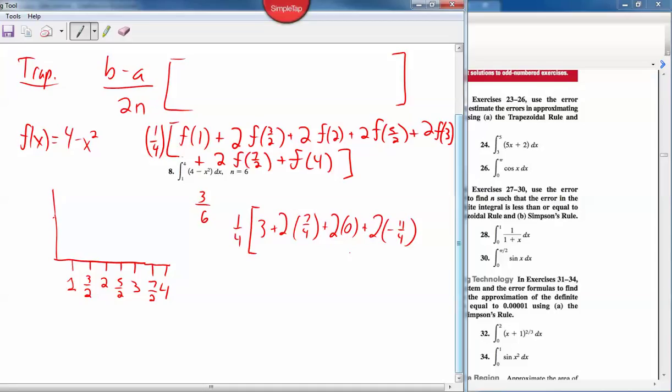So we might want to be careful on this one. We start getting negative numbers. Alright. But anyway, let's just keep going. So plus, running out of room again, 2 times, I plug in a 3. 3 squared is 9. 4 minus 9 is negative 5. Alright. Plus 2 times, plug in 7 halves. 4 minus 7 halves squared. 7 halves squared, that's 49 over 4. So 16 over 4 minus 49 over 4. So that's going to be negative 33 over 4.